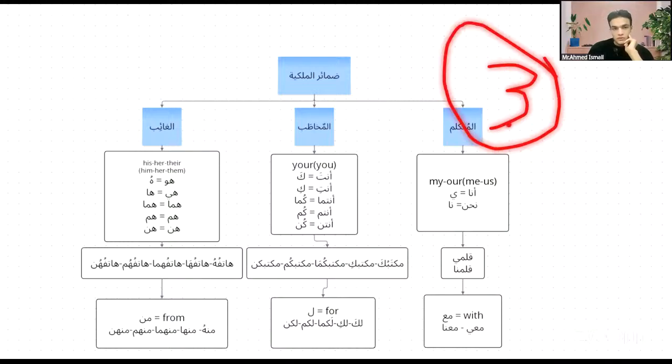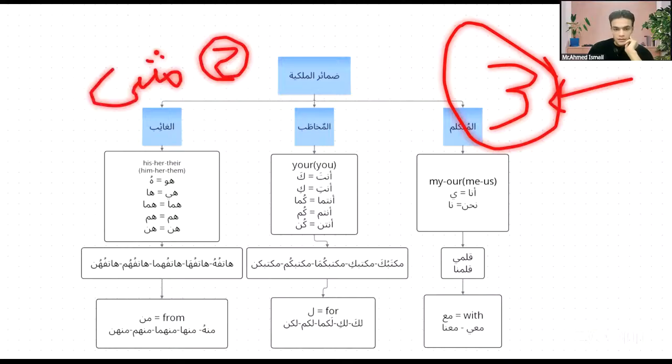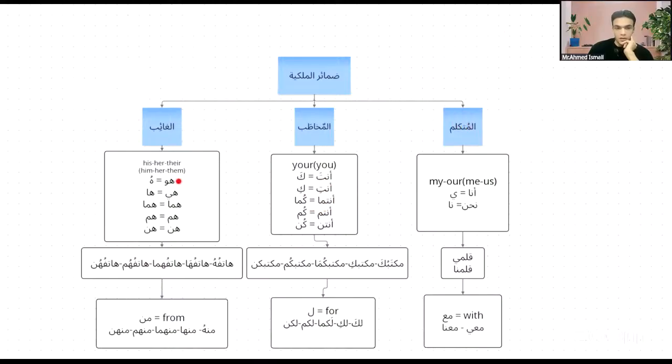So two persons are not a group in Arabic. Two persons is called muthanna, which means two, from the number اثنان. And if you want to speak with a muthanna, you say antuma. Okay, what about here? Here we have the third person, al-ghaib, ضمائر الغائب.